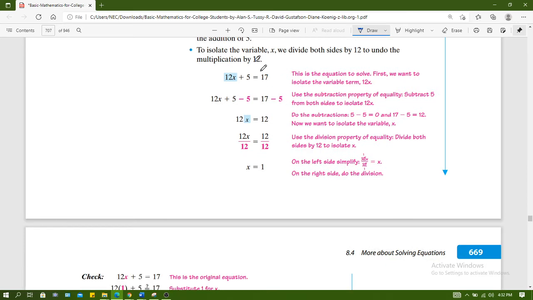First, since this is addition, we need to remove 5 from each side. So 12x plus 5 minus 5 equals 17 minus 5. And then we will retain 12x since 5 minus 5 is 0 and 17 minus 5 is equal to 12.